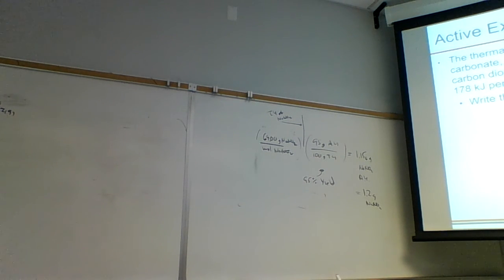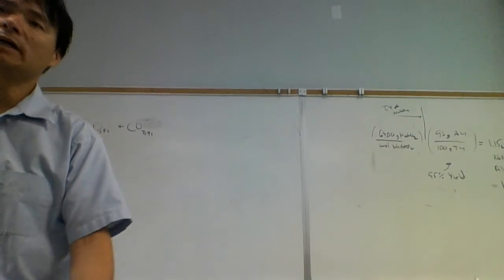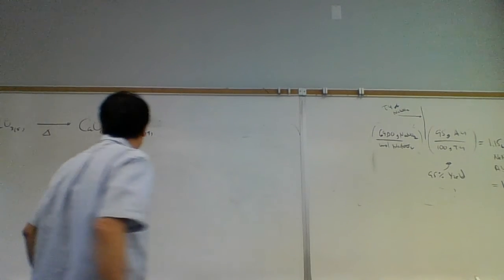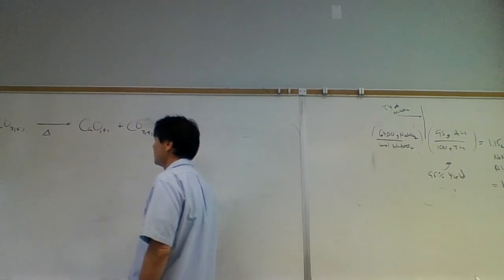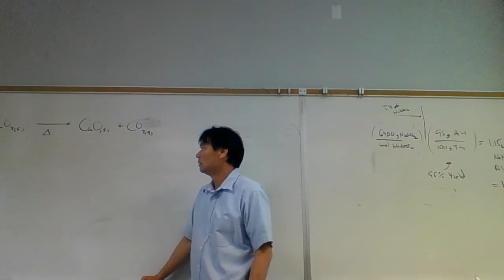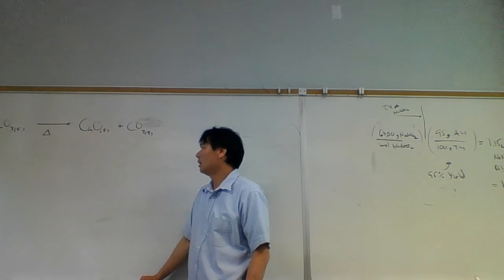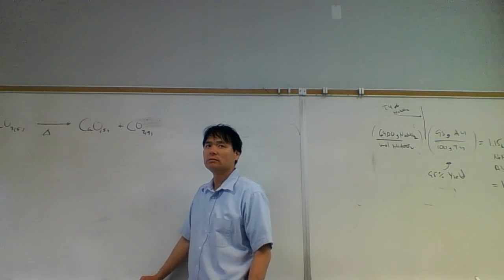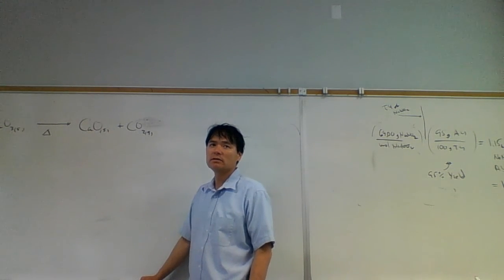Now, this decomposition reaction is different than the last decomposition reaction, because the last decomposition reaction we looked at was a redox: the sodium nitrate going to sodium nitrite plus oxygen. That was a redox. This one is not. How do I know it's not redox? By looking at it, I might be tempted to say it's redox, but by looking at this more carefully, it's not redox. How do I know?